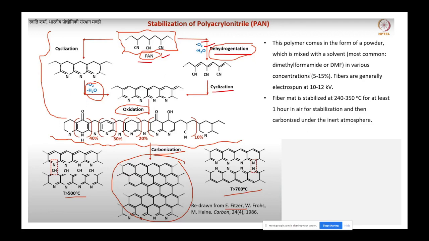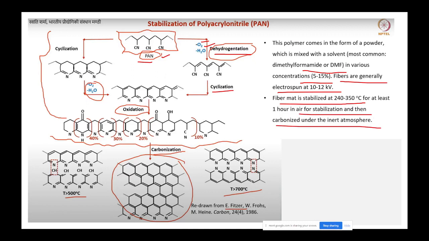Since this polymer comes in the form of powder which is mixed with a solvent, most commonly dimethylformamide, which is nothing but DMF, in various concentrations varying from 5 to 15%. Fibers are generally electrospun at 10 to 12 kilovolt, and the fiber mat is stabilized at 240 to 350 degrees centigrade for at least 1 hour in air for stabilization, and then carbonized under an inert atmosphere. So this is the reaction.